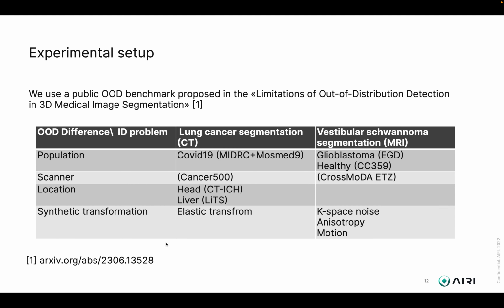This work is not restricted to any setup in particular. However, we show its advantages using a setup presented in our other work, limitations of out-of-distribution detection in three-dimensional medical image segmentation. We have two in-distribution problems: lung cancer segmentation and vestibular schwannoma segmentation, and a bunch of out-of-distribution sources, including such sources as population change, scanner change, new locations, and a couple of added synthetic noises.